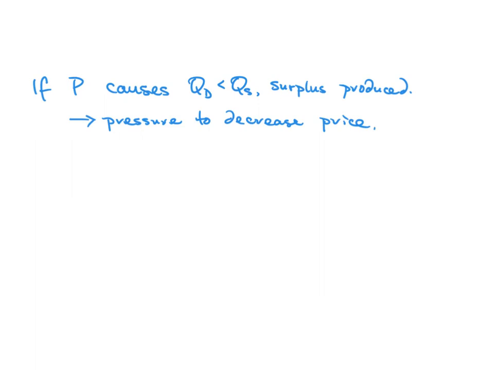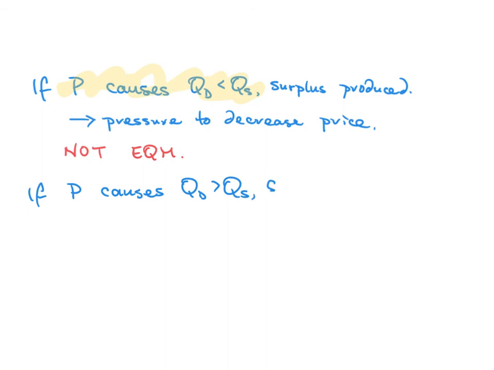Some of the suppliers with unsold inventory would start offering a discount. Okay, and so let me say this situation where the price causes quantity demanded to be less than quantity supplied, that's not an equilibrium. Not an equilibrium price. Okay. Flip side, if the price causes quantity demanded to be greater than quantity supplied, there's a shortage being produced. And this is going to cause pressure for the price to come up.